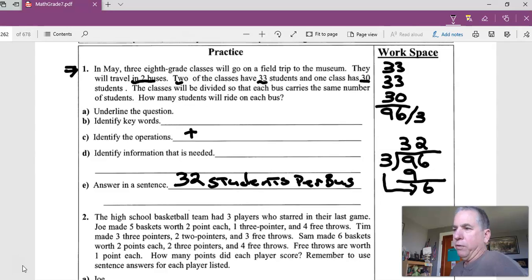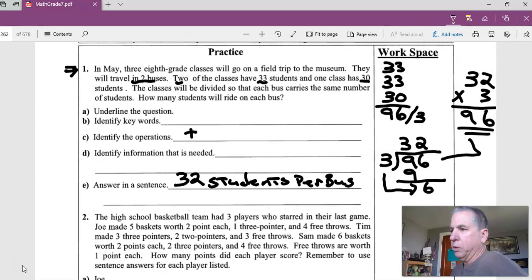And if we wanted to verify that our arithmetic was correct, we would say, okay, if 96 divided by 3 equals 32, then 32, what is the opposite of division? Multiplication. So 32 students times 3 buses, let's see if that equals 96 students. 3 times 2 is 6. 3 times 3 is 9. Therefore, we have confirmed that our answer is correct.